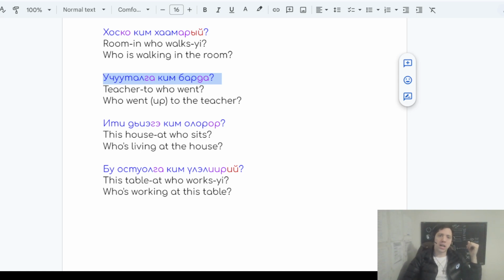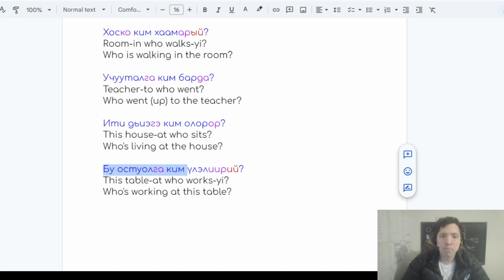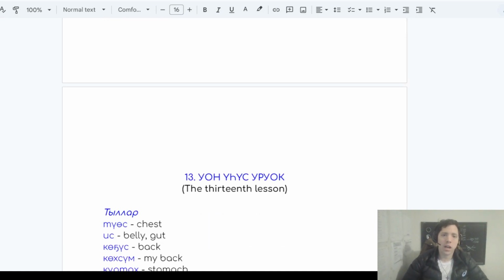Uchutalga kim barda. Then we have iti tieke kim oloror. Who's living in the house or in this house, etc. Then we have bu ostwalka kim ulaliri. Who's working at this table? Bu ostwalka kim ulaliri.